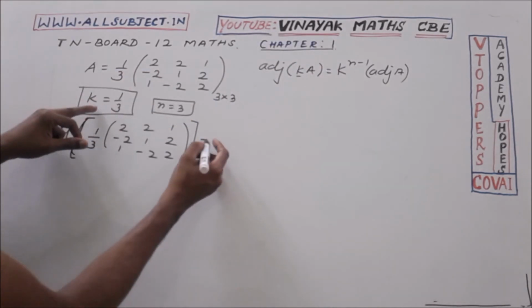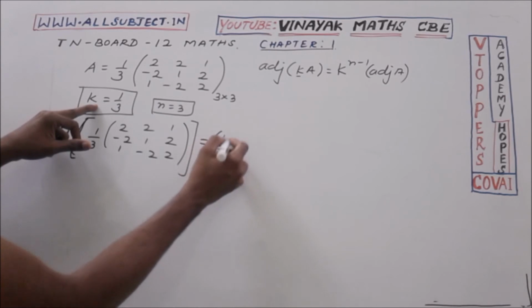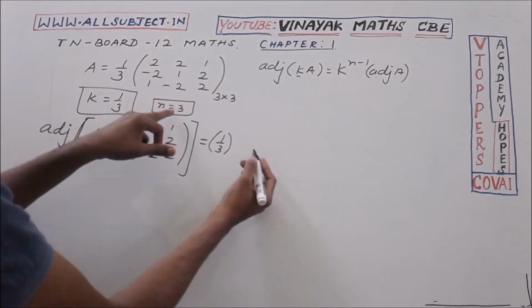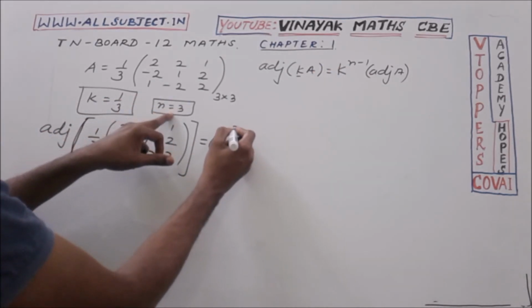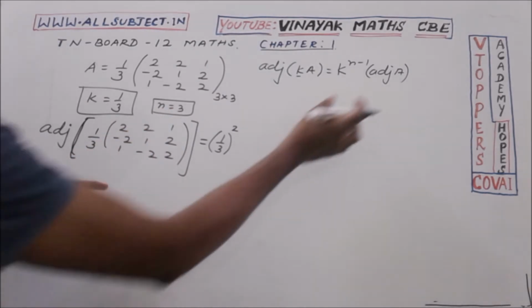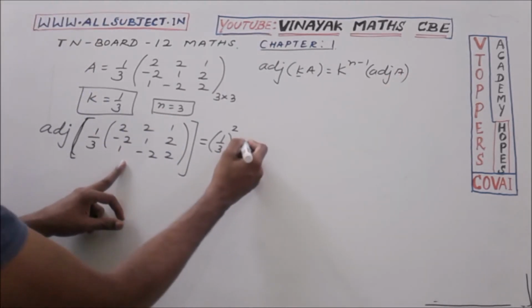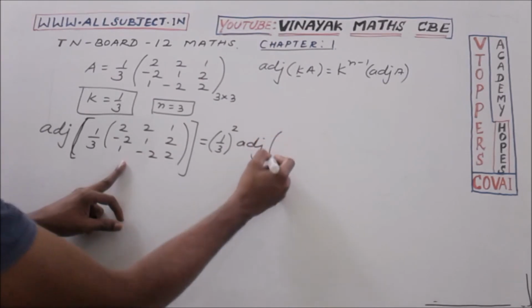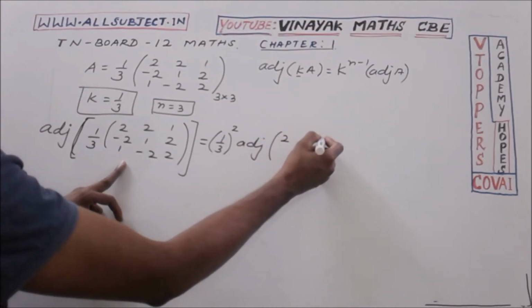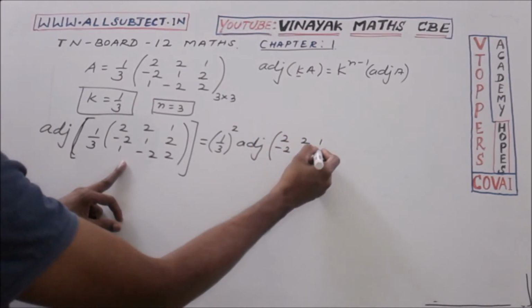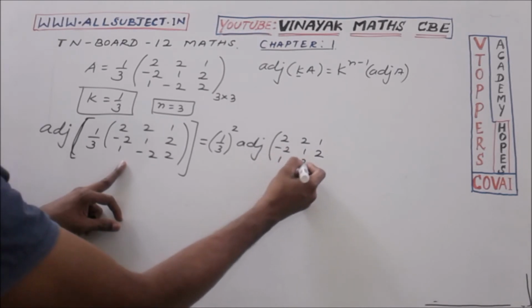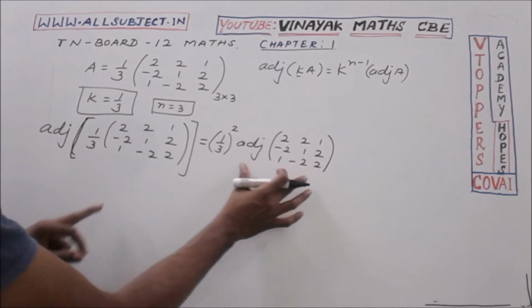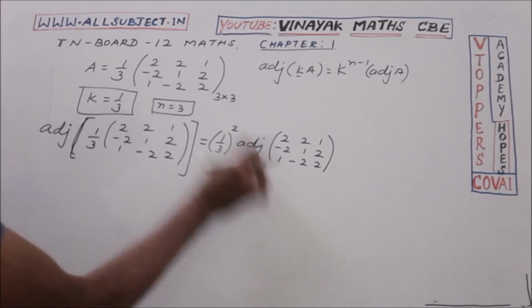K power, K means 1 by 3, power n minus 1, n is 3, so 3 minus 1 is 2, into adjoint of A, adjoint of the given matrix 2, 2, 1, minus 2, 1, 2, and 1, minus 2, 2. Now we should calculate the value of adjoint of A.